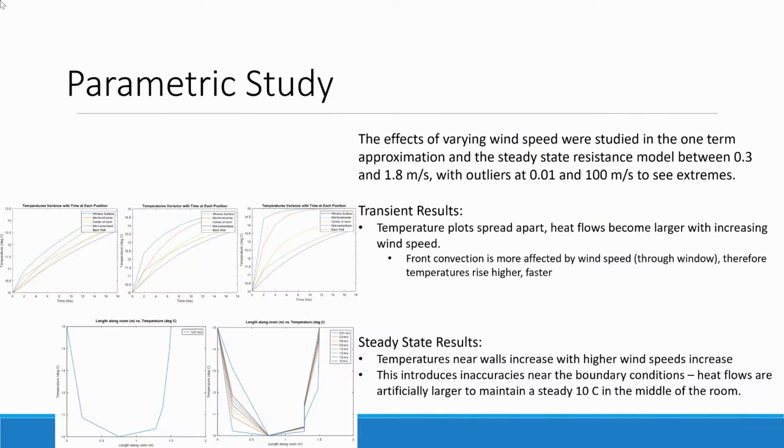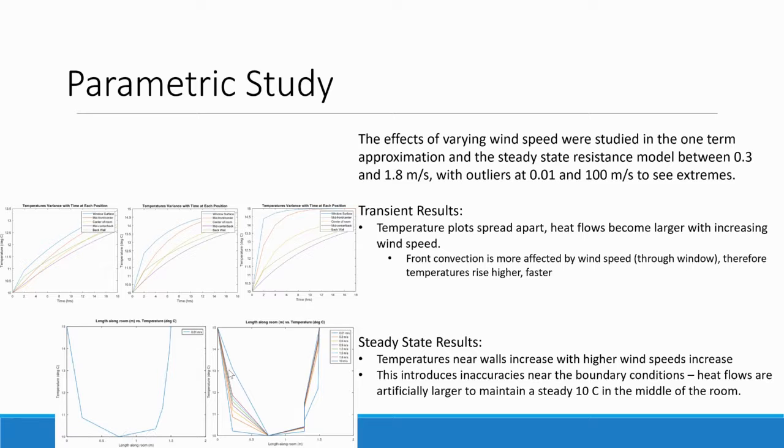We did a parametric study of varying wind speed for our 1D analytical models. In the transient results, our temperature plots spread apart because the front half of the room is much more affected by the increase in wind speed than the back half of the room due to its direct relation with internal forced flow through the window.